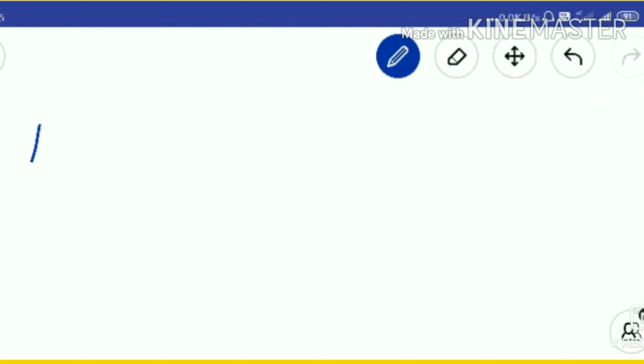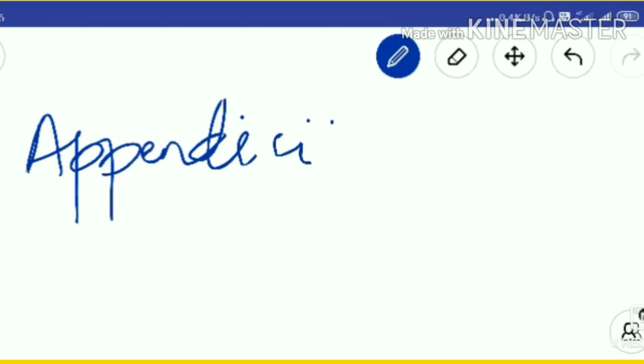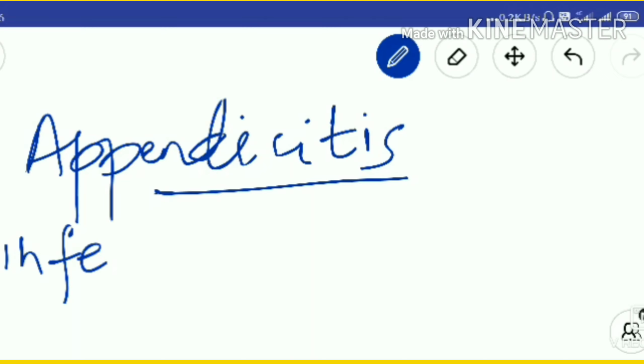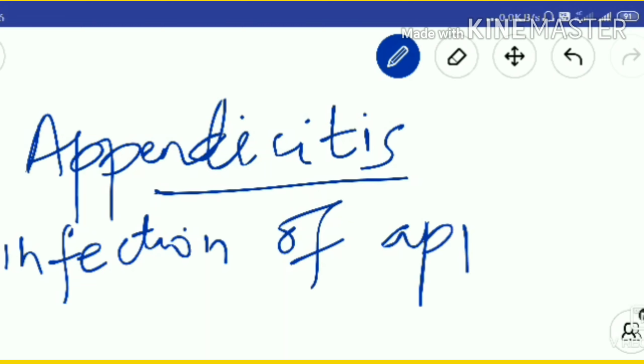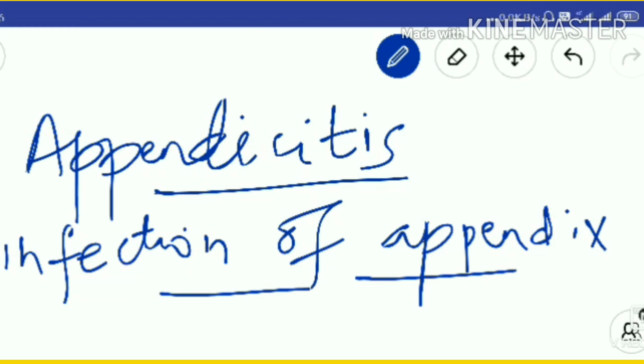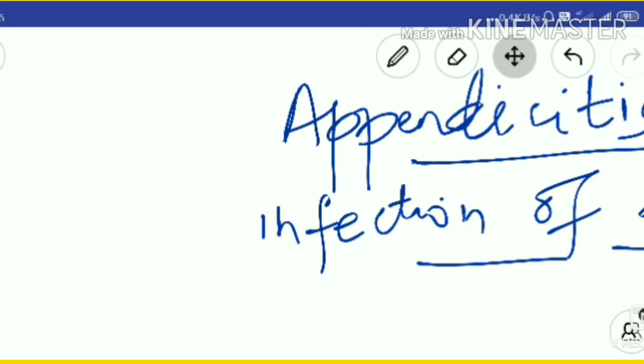See, appendicitis. It is not in your book, but still we'll discuss appendicitis. What do you mean by appendicitis? It's an infection of the appendix. I told you already, the appendix is a small structure present at the junction between the small intestine and large intestine. The infection that develops in the appendix causes stomach pain, which is known as appendicitis. Are you clear?